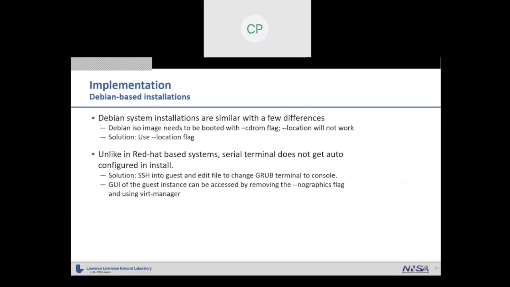Another difference in implementing Debian-based systems is that the serial console is not automatically configured during the installation the way it is with something such as CentOS. So the way to work around this is to SSH into the guest system once it's up and running and edit the grub file. In some cases, we experience trouble with connecting to the guest via SSH, so the other option to fix this issue is to remove the no graphics flag from the install command and then use Vert Manager along with VNC to access a GUI of the VM where we can configure these changes in the grub.